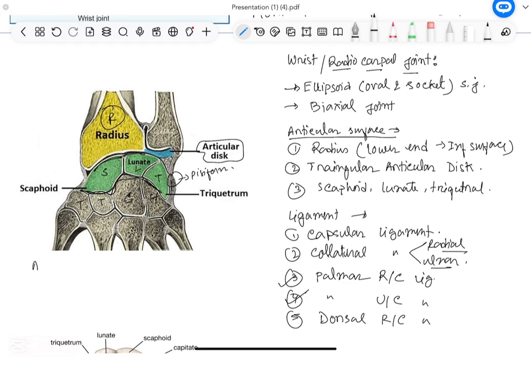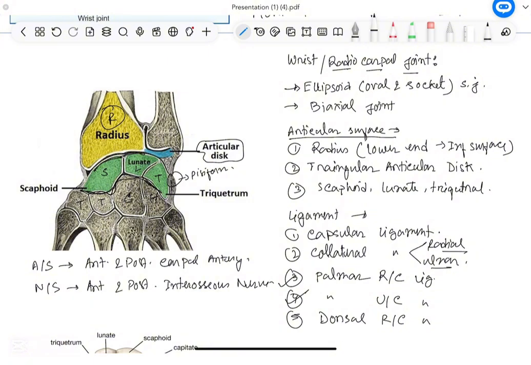These are the ligaments. Next, related to the wrist joint, we have to remember its arterial supply and nerve supply. The arterial supply will be the anterior and posterior carpal artery. And the nerve supply will be the anterior and posterior interosseous nerve.